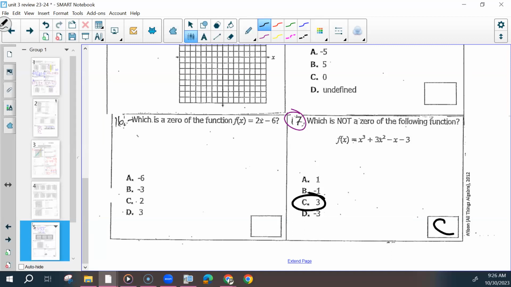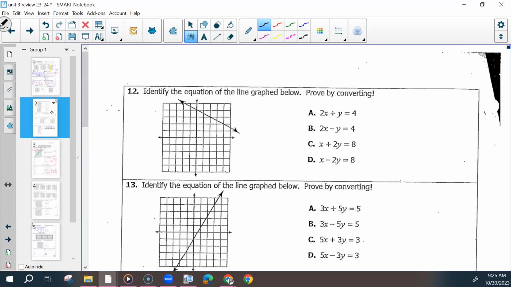Okay. Let's go to the back of the first page. Now we're in graphing. Some of these are actual graphics and some of them are already graphed and you have to find the equation. The numbers 12 and 13 are both graphing types. Do we have questions on either of those?